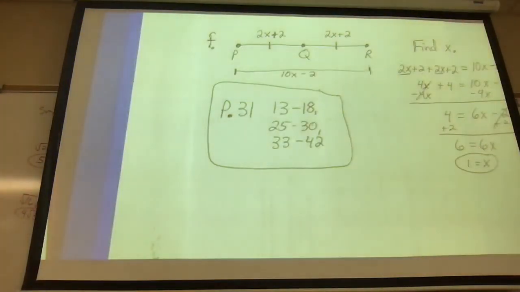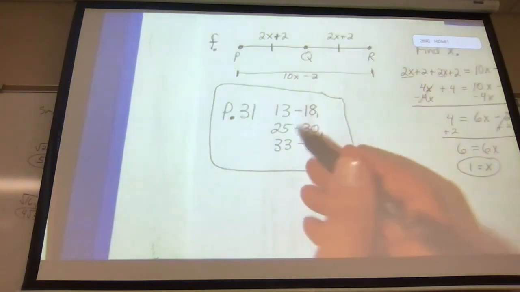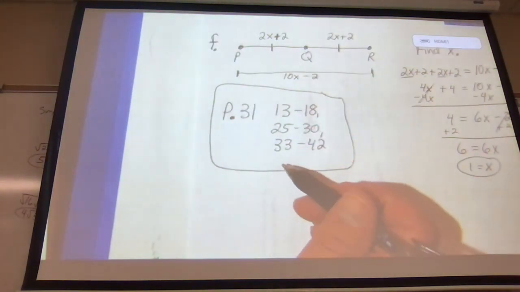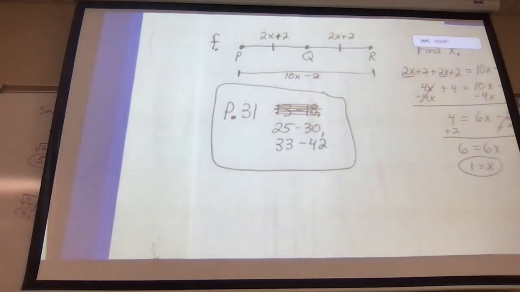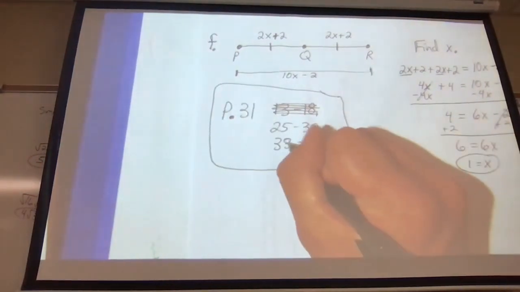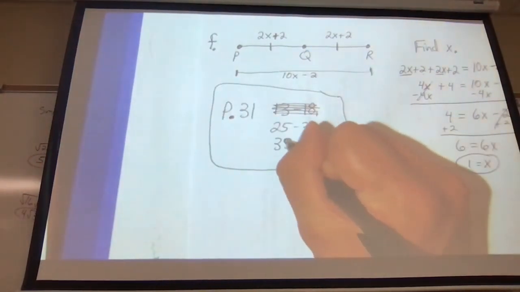The assignment you're going to do is page 31, 25 to 30, and 39 to 42. Hey, your assignment just got a lot shorter.